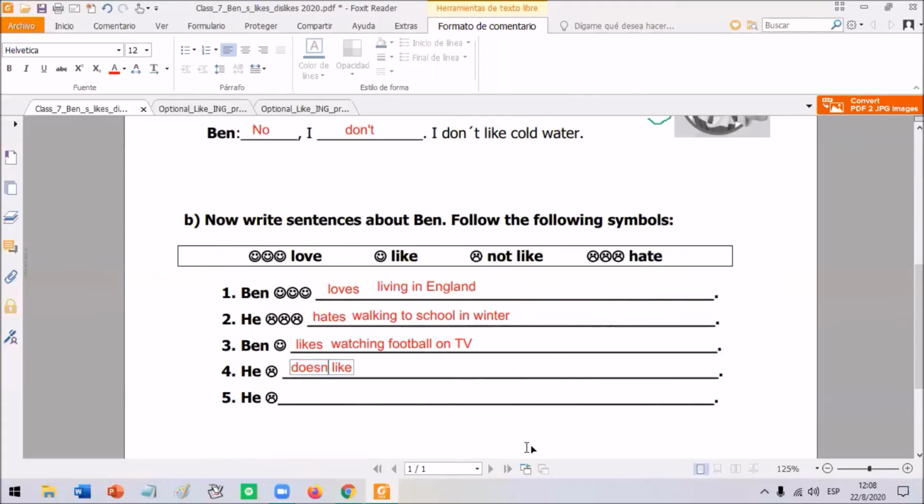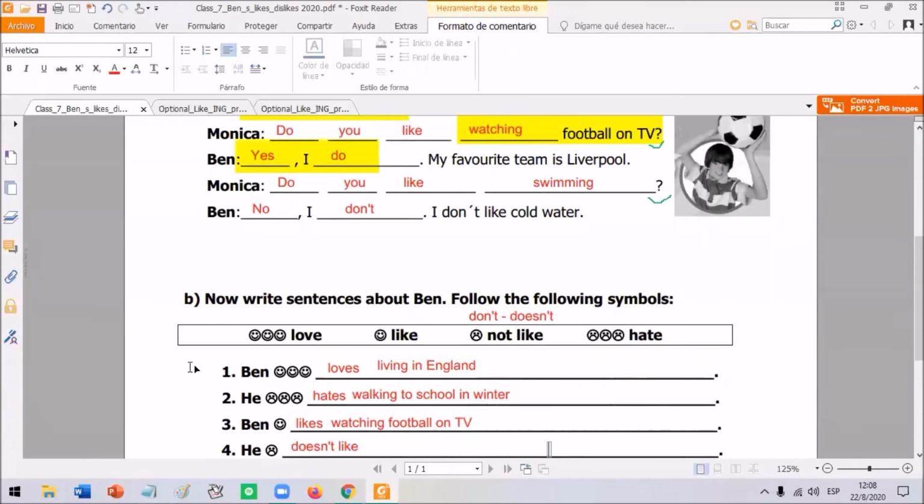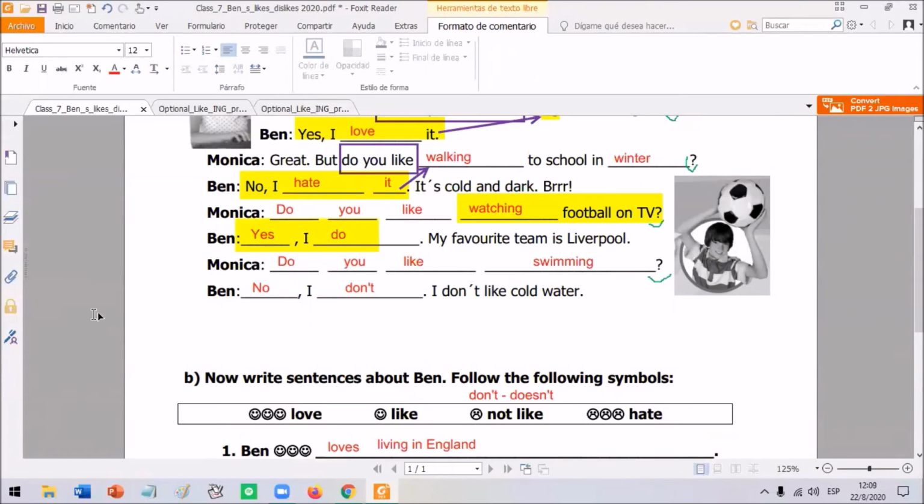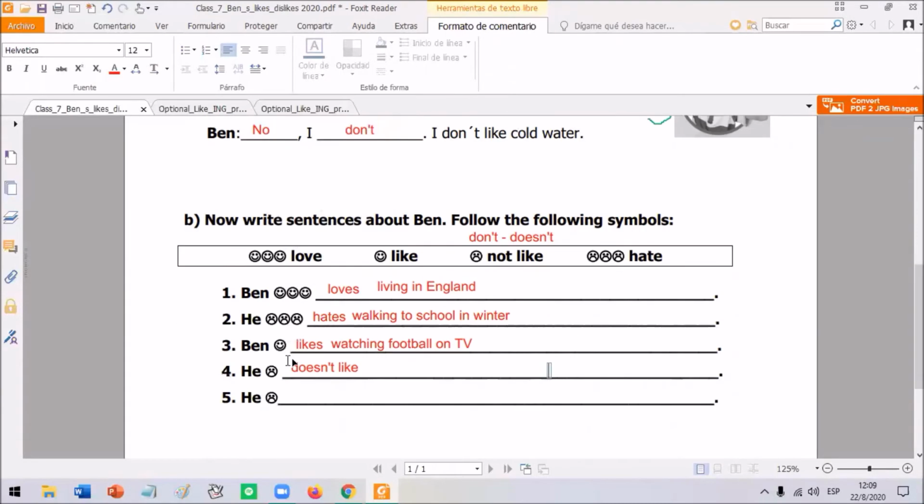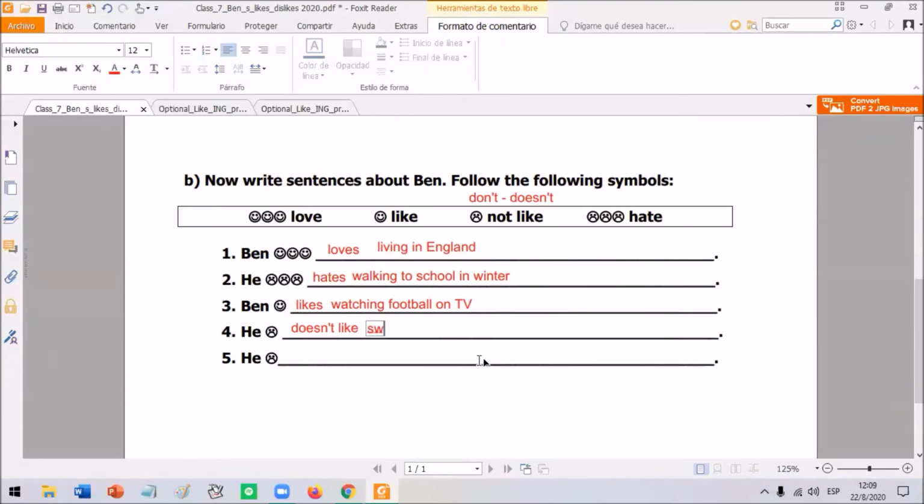Okay, yes, doesn't. He doesn't like, okay? Remember that we make negative sentences using don't or doesn't, okay? El not no se usa solito. Aparece dentro de la palabra don't o doesn't cuando negamos, seguido del verbo, pero sin la S. Recuerden que la S ya la lleva el doesn't, entonces acá a la palabra like no se la ponemos. He doesn't like blah, blah. So, let's go back to the text. Okay, look here. Do you like swimming? No, I don't. Okay? De esta última acción que le pregunta Mónica. Okay? So, he doesn't like swimming.